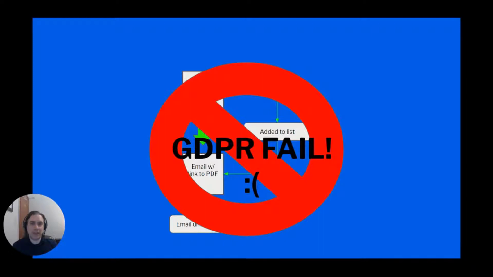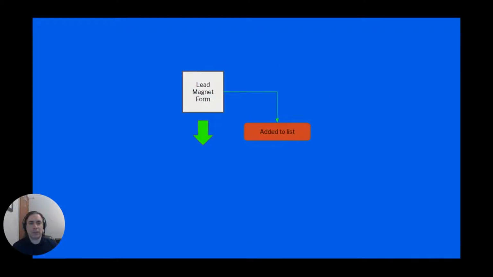And the reason for that is that GDPR states that people have to explicitly request to be added to an email list. When they filled out the form, all they really wanted specifically was the resource. They didn't ask to be added to the list explicitly. You just kind of did that, right?